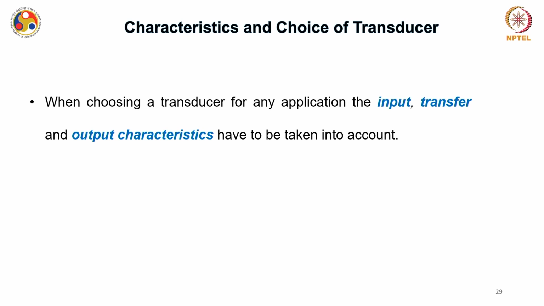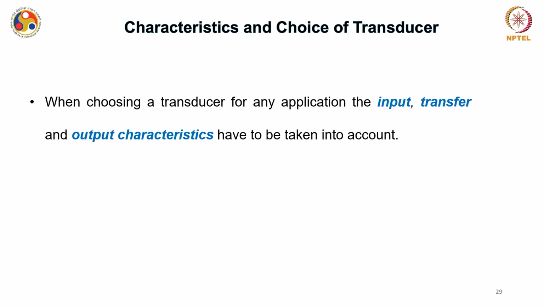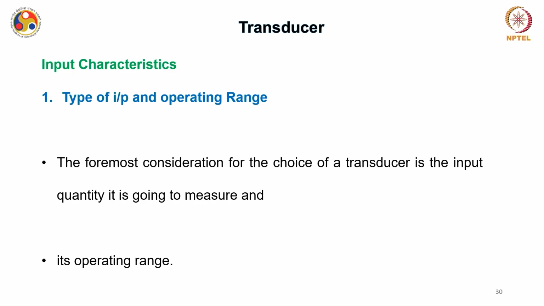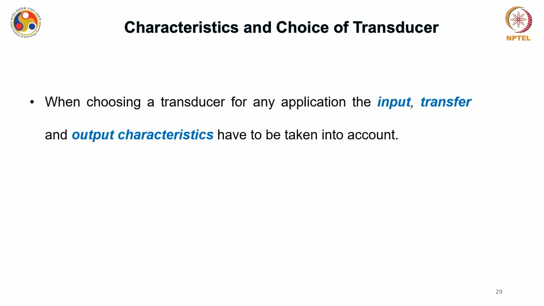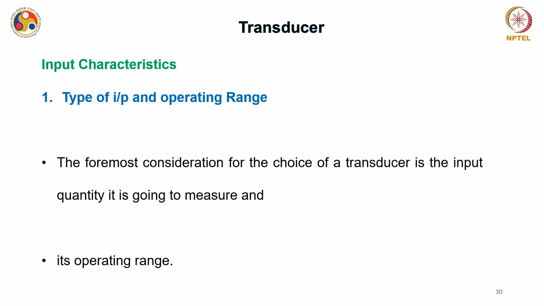Okay, there are different characteristics of these transducers, and that's how someone can choose among a number of transducers based on different characteristics. When choosing a transducer for any application, three different characteristics are taken into account. The first is the input characteristic, then transfer characteristics and the output characteristics. So let us try to understand the input characteristics first, before we go to the transfer and output characteristics. For understanding the input characteristic, we have to understand the type of input and the operating range requirement of the transducers.